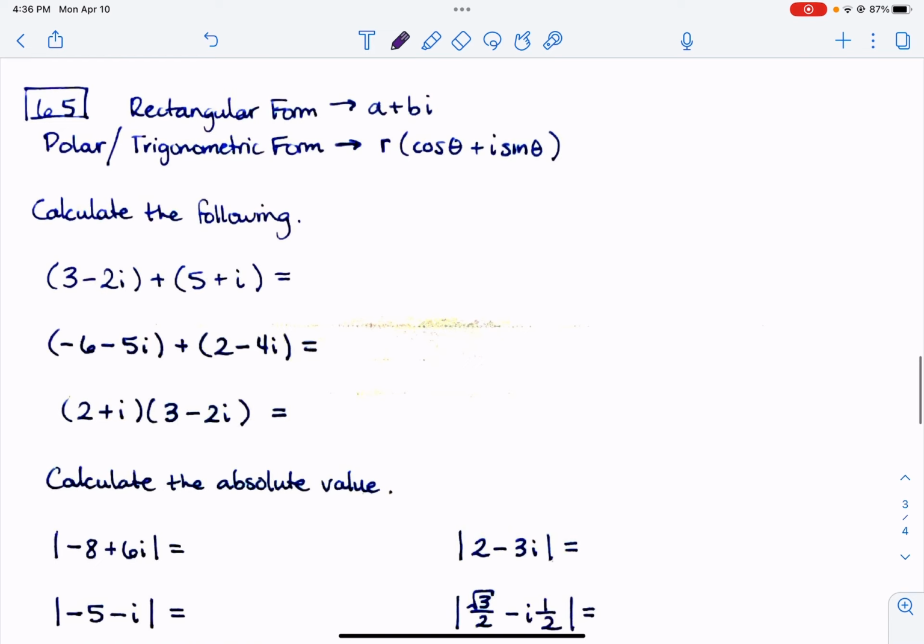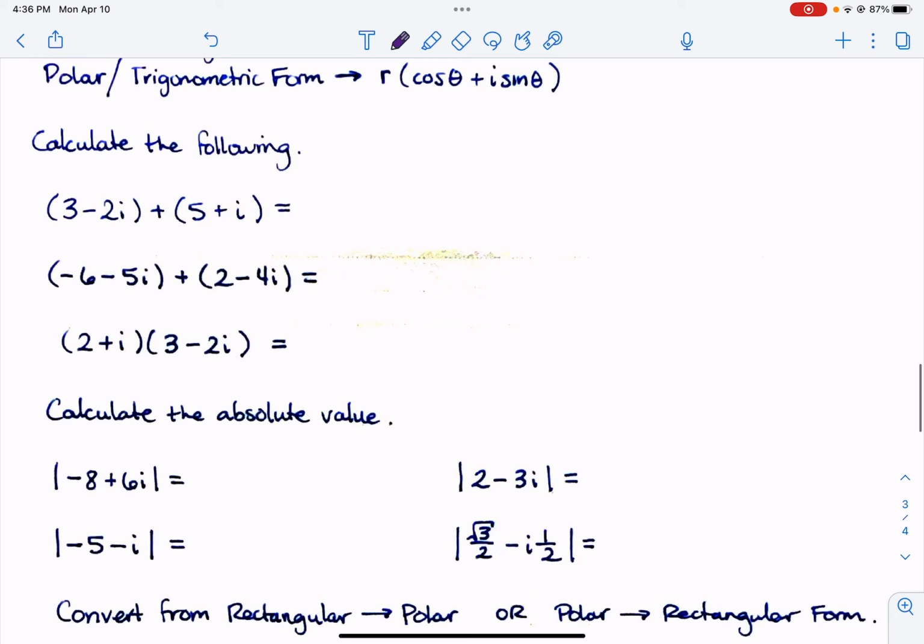All right, 6.5. Calculate the following. So those are just some complex number addition and subtraction. Maybe I'll do the first one and the third one. So remember, just add the components. It's the same as vector addition, right? So you're going to get 3 plus 5 is 8. And then you'll have -2 plus 1, right? This has a coefficient of 1. So it's going to be -1i. Or, you don't have to write it like that. You could just say 8 minus i, right? Same thing.